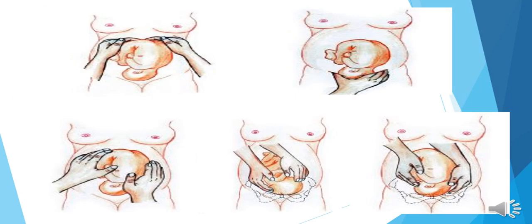Again, we do here the static grips. The first one is the fundal grip, and here we do the umbilical grip, and here the first pelvic and the second pelvic.